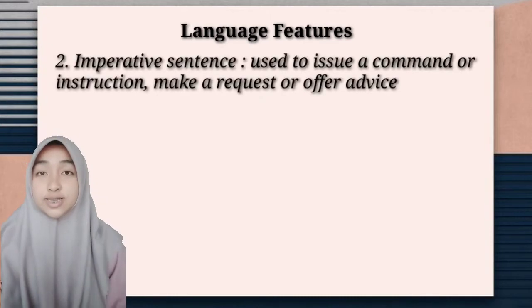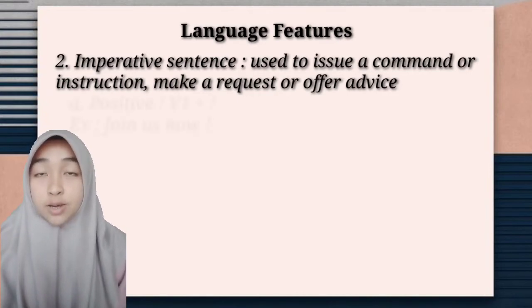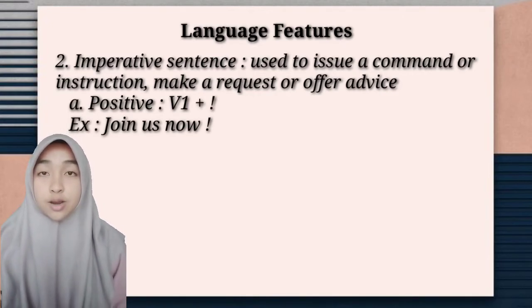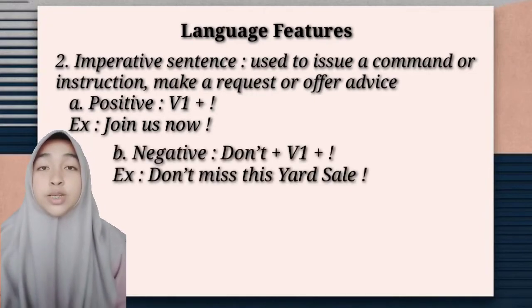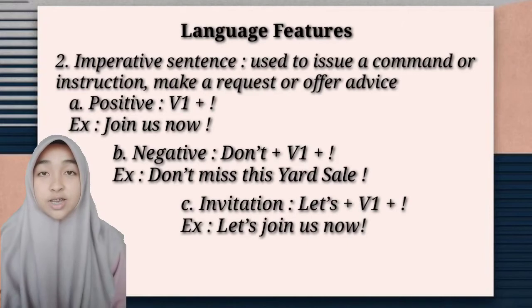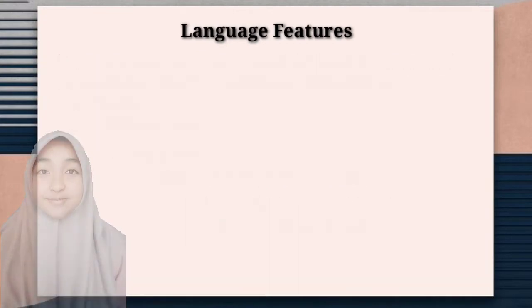Second, imperative sentence is used to issue a command or instruction, make a request, or offer advice. A. Positive. We will use verb 1 plus exclamation mark. For example, join us now! B. Negative. We will use don't plus verb 1 plus exclamation mark. For example, don't miss this yard sale! C. Invitation. We will use let's plus verb 1 plus exclamation mark. For example, let's join us now!